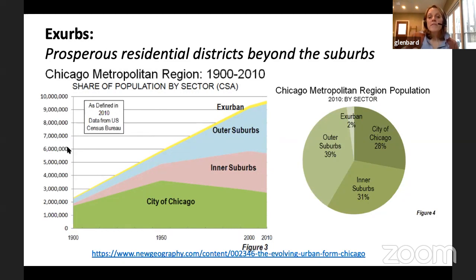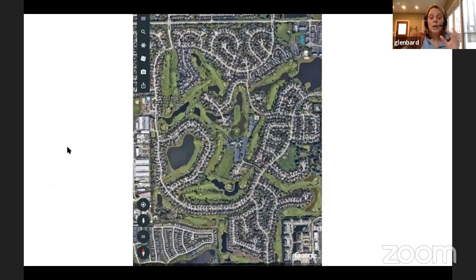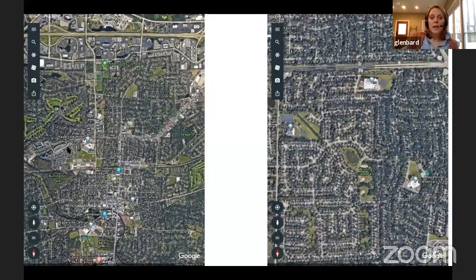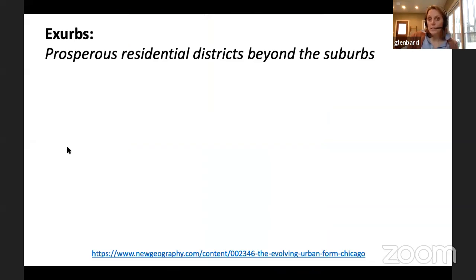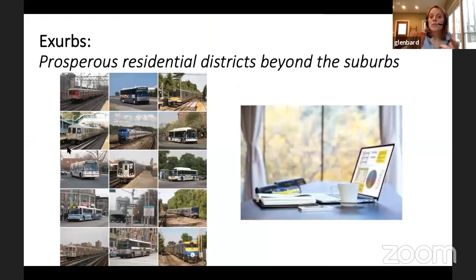Where we see some of the fastest exurb growth is actually in Los Angeles and New York City. These are people that typically want not even this type of neighborhood, they're wanting even more space. And so what allows them to do that? A variety of transportation options, and that ability to telecommute.